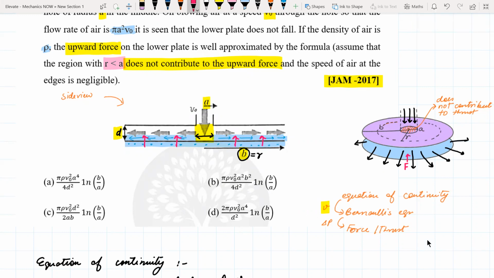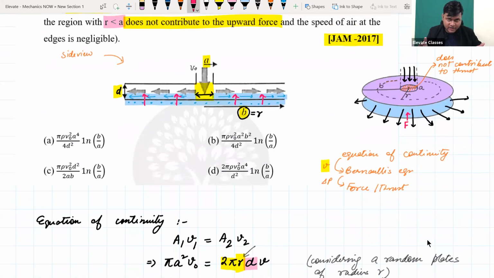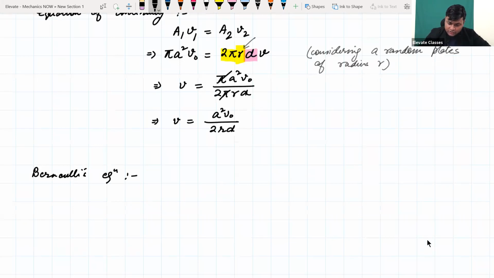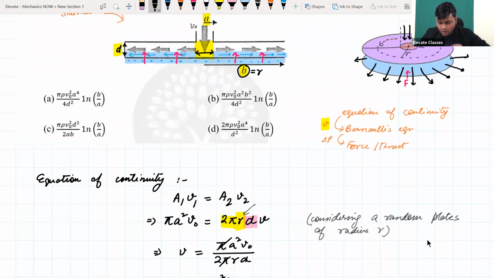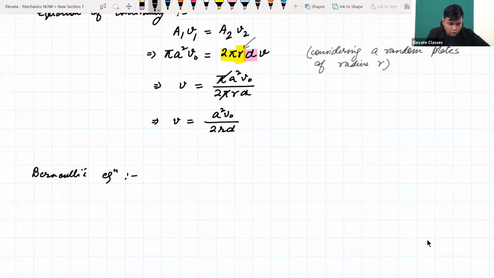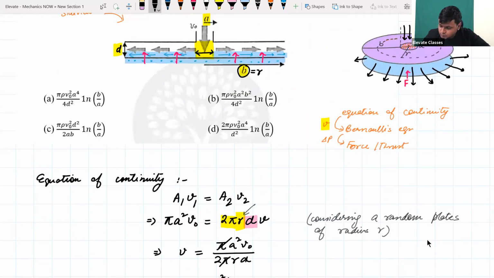Yes, sir. Okay, so I want to calculate that pressure difference. The only way I can calculate the pressure difference is using Bernoulli's equation. So let us look at these two scenarios of a layer of fluid above the plate and a layer of fluid below the plate. Let's suppose I call this 1, I call this 2.